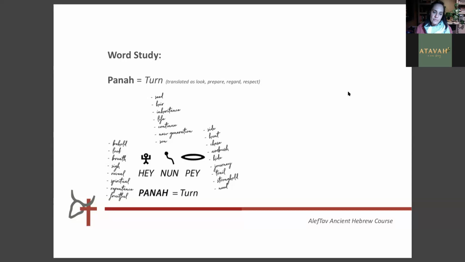So we have the letter pay, which means side, hunt, chase, ambush, hide, journey, trail, stronghold, and need. We've got nun, which can mean seed, air, inheritance, life, continue, new generation, and son. We have the letter hey, which can mean behold, look, breath, sigh, reveal, spiritual, repentance, and fruitful. So taking all of those meanings into consideration, and then also the meaning of pana, what deeper meaning can you see or find? If anybody has anything to share, please do so on the chat box.